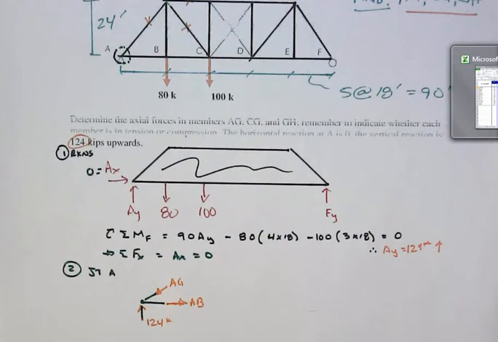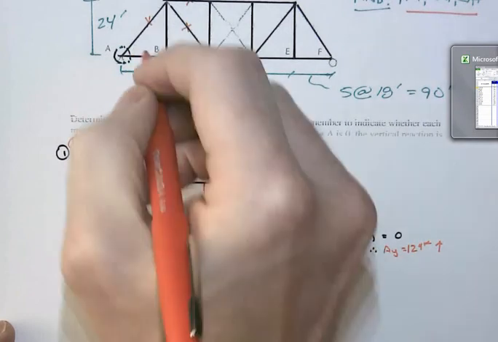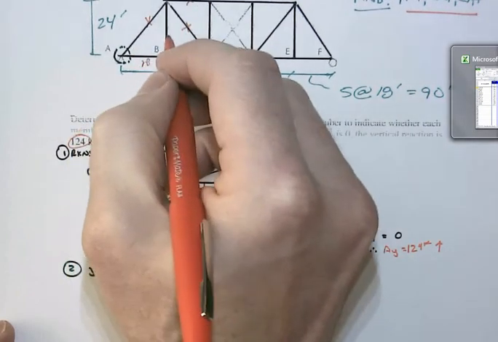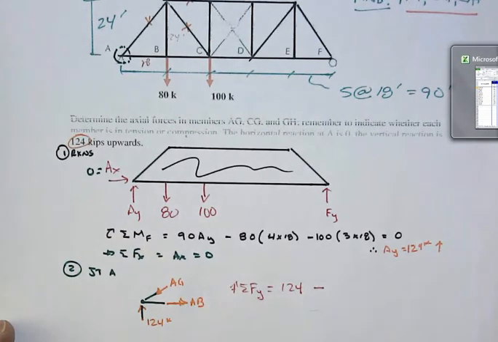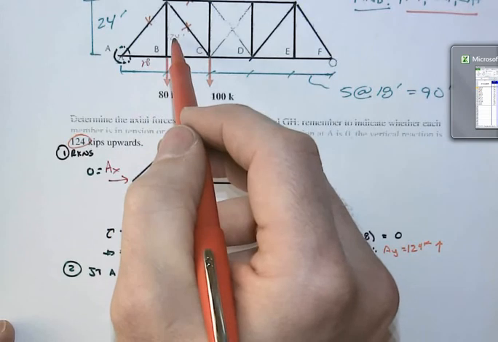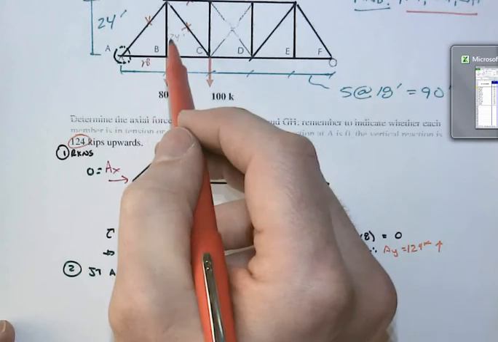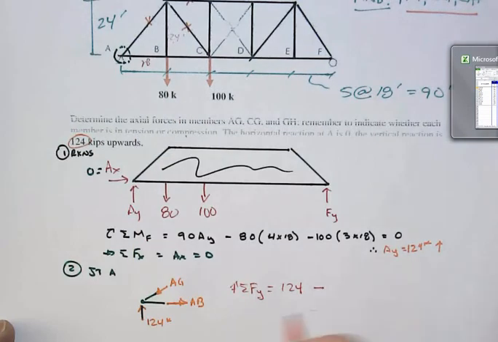So all we need to do then is sum forces in the y. Let's take upwards positive, so we have 124, and then minus the y component of AG. So we do need to know what that orientation is. That's an 18 run, a 24-foot high rise, and so what is that? Divide by 6, I get a 4 and a 3. Hey, in essence, our AG is a 3, 4, 5 triangle.